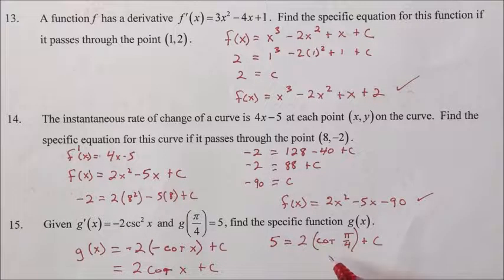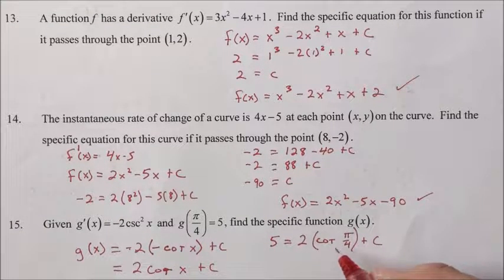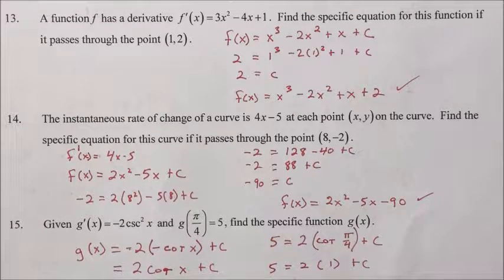Well, if you recall, cotangent is cosine over sine. And cosine and sine are the same value at pi over 4. So cosine of pi over 4 divided by sine of pi over 4 is root 2 over 2 divided by itself. It doesn't really matter what the value is because cotangent will be 1. So 5 is equal to 2 times 1 plus C. That means that C must be equal to 3.